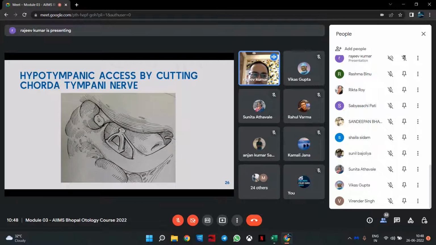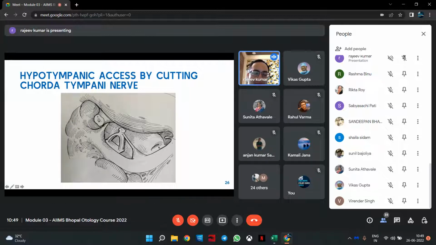Now, if you want to see the hypotympanum, the disease going into the hypotympanum, then you have to cut the chorda tympani. You can sacrifice the chorda tympani. This is known as extended posterior tympanotomy. Cut the chorda tympani, then go below and see in the hypotympanic air cells whether any epithelium or cholesteatoma is going there. You can easily remove it from that area.